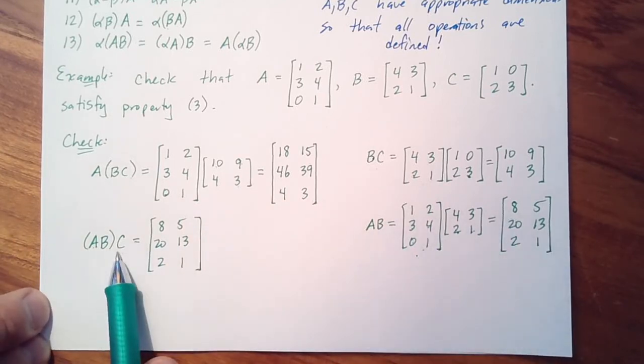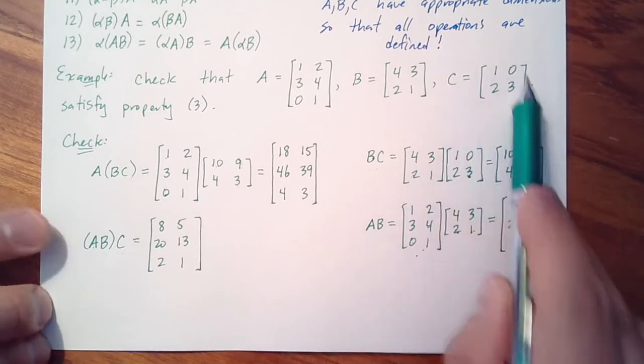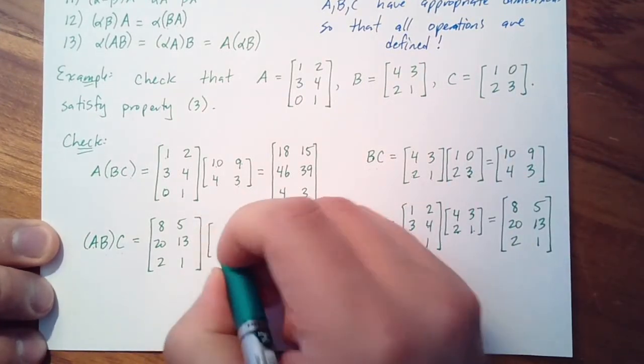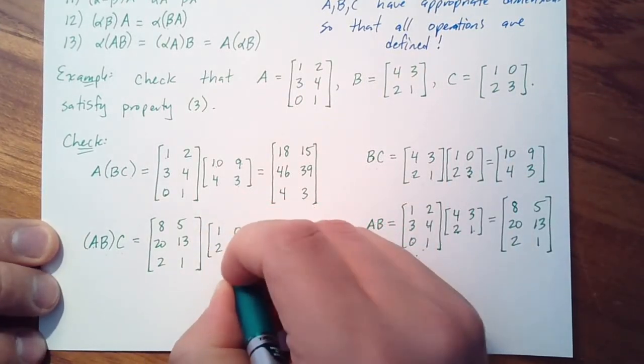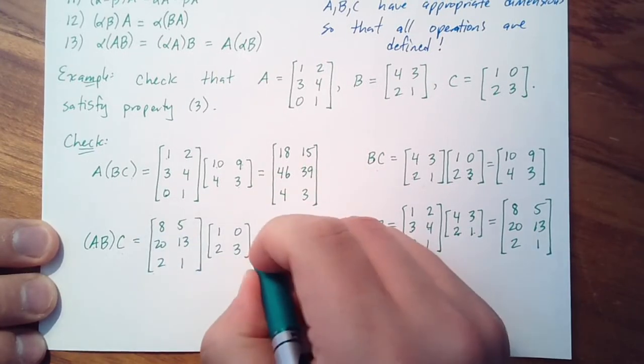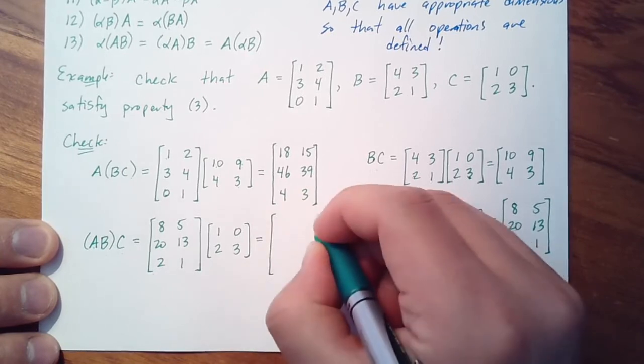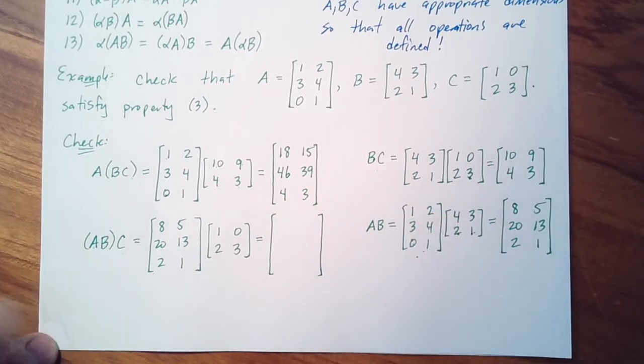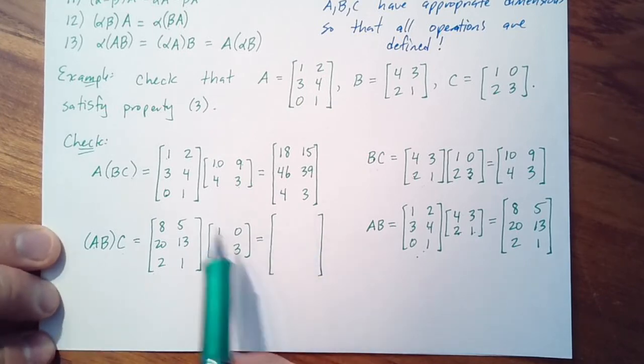And then now C, we're going to put immediately to the right. So we're going to put a copy of C here. So 1, 0, 2, 3. So we've got a 3 by 2 times a 2 by 2. The result will make sense. They satisfy the dimension requirement, and the result will have the dimensions 3 by 2 as well. You can draw the dimension diagram to check that if you like. So let's work out the entries.